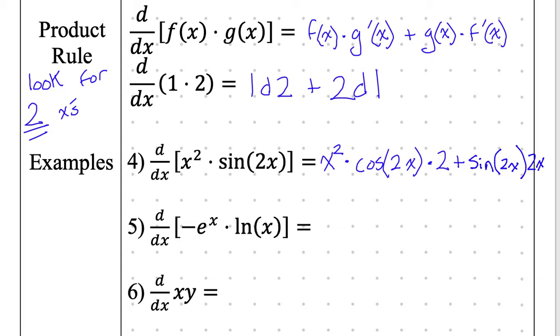And then if I simplify this down, it's going to turn into 2x squared cosine of 2x plus what? 2x. Not careful. Oh yeah, you're right. 2x sine of 2x. 2x sine of 2x.